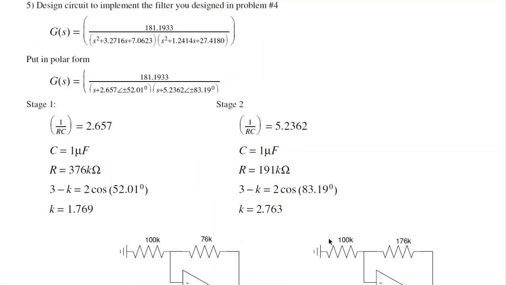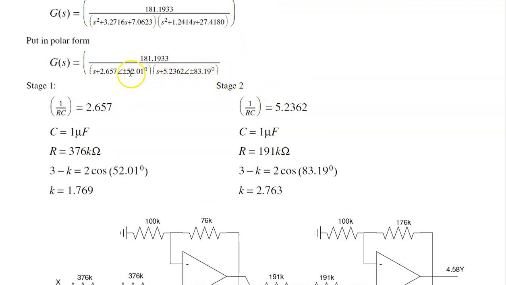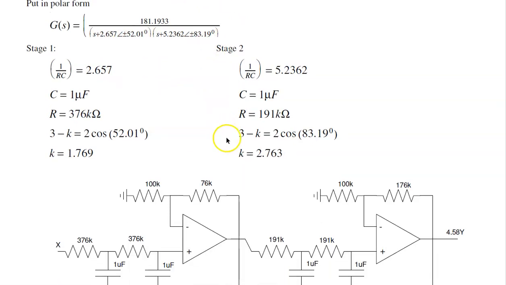To implement the filter, what you do is you split this up into two parts. Here's one set of complex poles, here's the other set. It works a little bit better in polar form. So take this pole, factor it. This is a pole at 2.65 at 52 degrees. This one is a pole at 5.23 at 83 degrees.